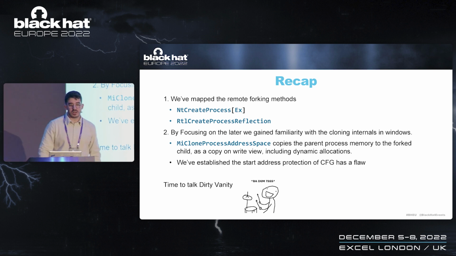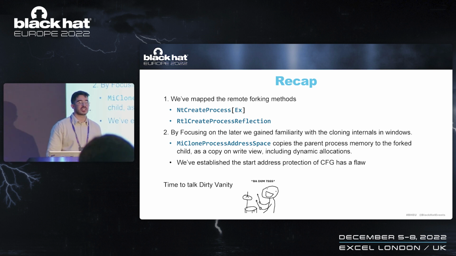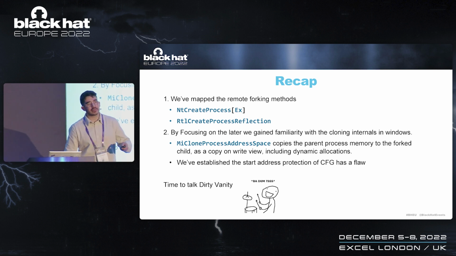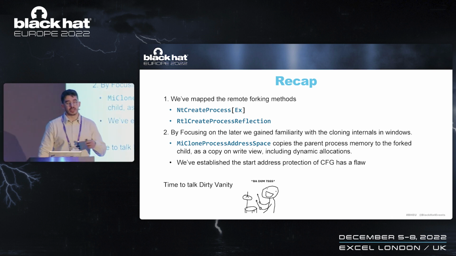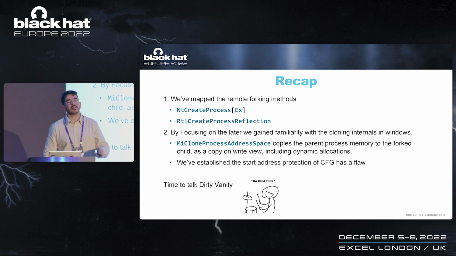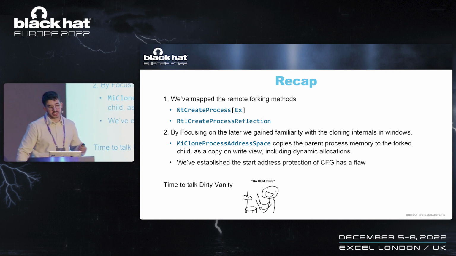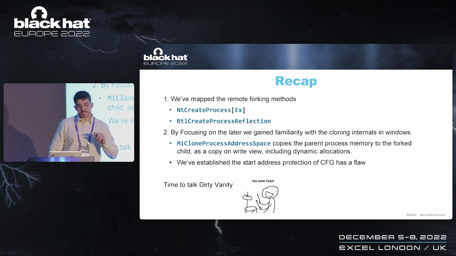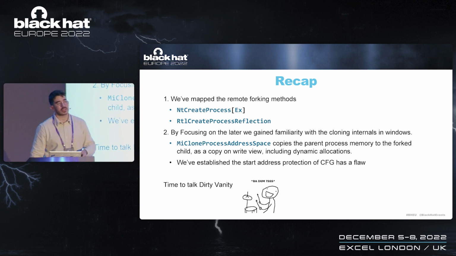So let's recap what we just covered. We mapped the remote forking methods of NtCreateProcess and RtlCreateProcessReflection. NtCreateProcess and NtCreateProcessEx are system calls that are directed to a remote process, and the kernel will fork them for me completely. And RtlCreateProcessReflection will cause the process that I'm targeting to invoke a call to a local fork itself. By focusing on the second method, we gain familiarity with the forking internals, including the kernel side, which is similar to the native API of NtCreateProcess and NtCreateProcessEx.